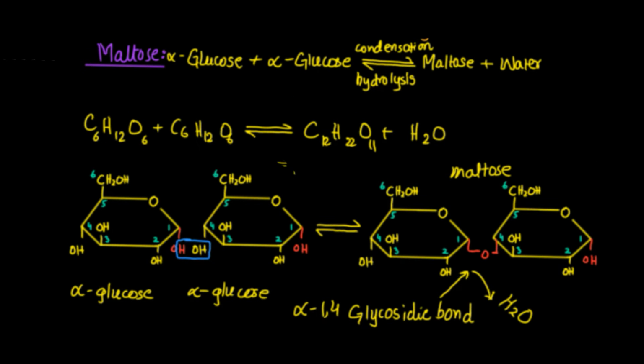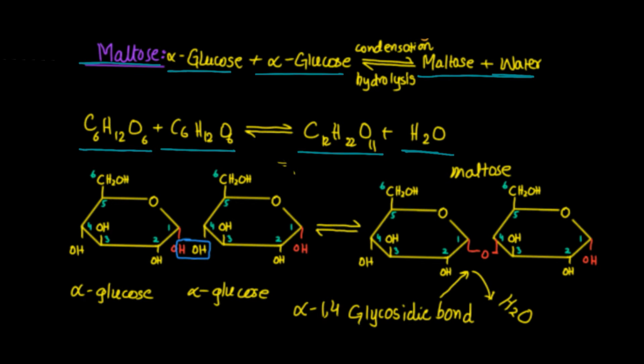Now let's look at maltose. Maltose is formed from two alpha glucose units. The forward reaction is condensation, in which a water molecule is removed, and the backward reaction is hydrolysis, and it's a reversible reaction. The products in the forward reaction are maltose and a molecule of water. Now let's look at this in detail. We have this alpha glucose, and alpha glucose again, two alpha glucose, and they form maltose, and a water molecule is released.